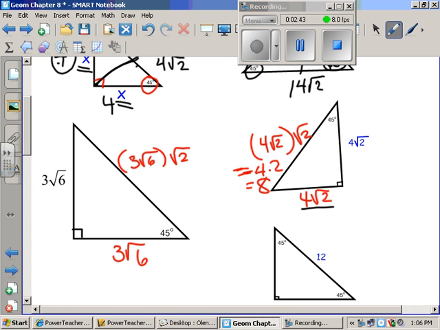So in this case, it would be 4 square root of 2 times square root of 2. Square root of 2 times square root of 2 is 2. So 4 times 2 is 8. So the length of that hypotenuse is 8.